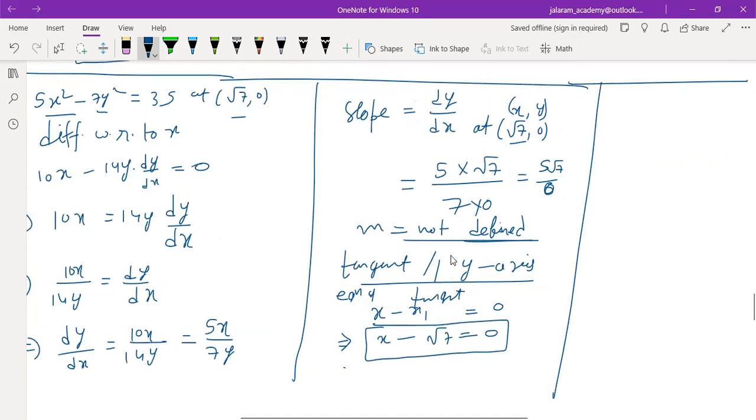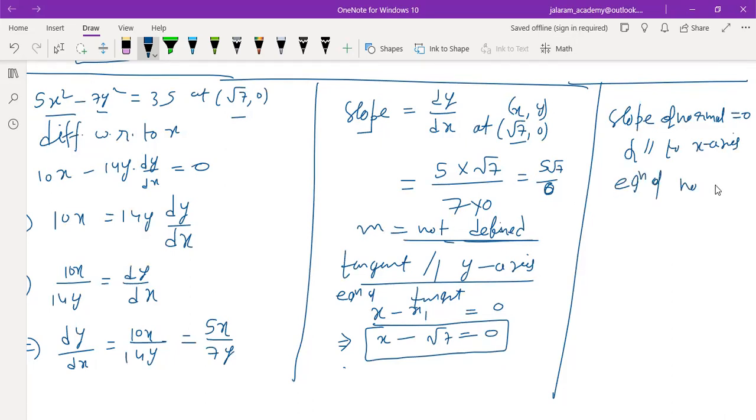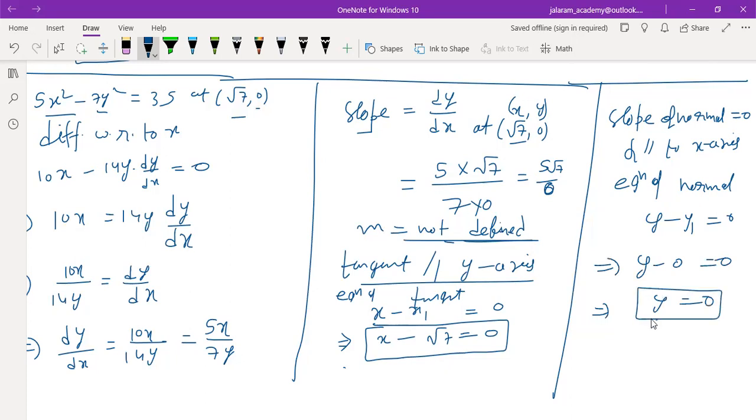Now how to find the equation of normal? As the slope of tangent is not defined, the slope of normal will be 0, as they are perpendicular to each other. So the slope of normal is equal to 0. It is parallel to the x-axis, and whenever a line is parallel to the x-axis, its equation is y minus y1 equals 0. That is y minus 0, where y1 is 0 at the point of contact. So y equals 0. That is, the x-axis itself is the normal to this hyperbola, and the line parallel to the y-axis, x equals root 7, is the equation of the tangent to this hyperbola.